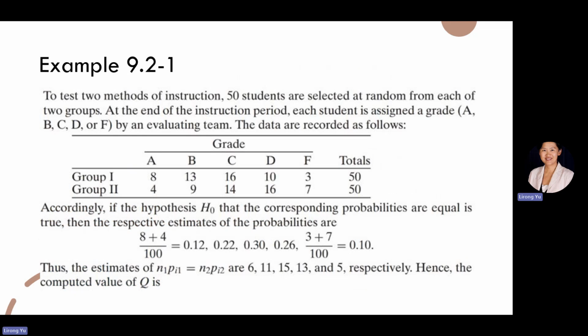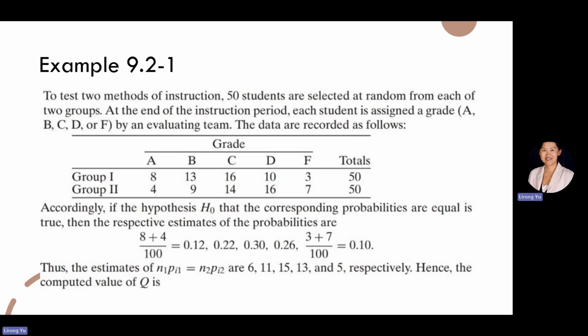Okay, so this is another example. This is a test where we're comparing two methods of instruction. 50 students are randomly selected into two groups. So we're comparing for each group. So 50 for group 1, 50 for group 2. So the total number of students is 100.